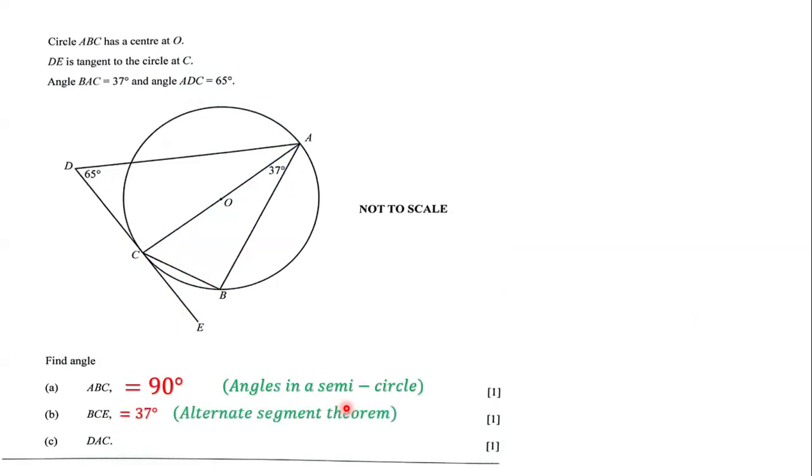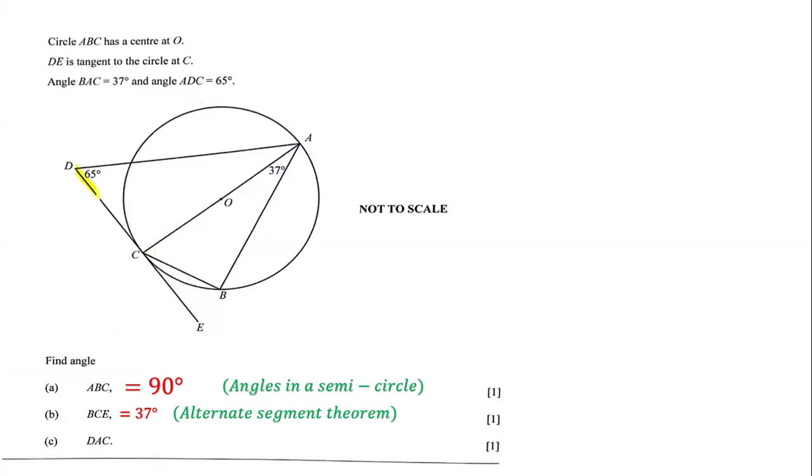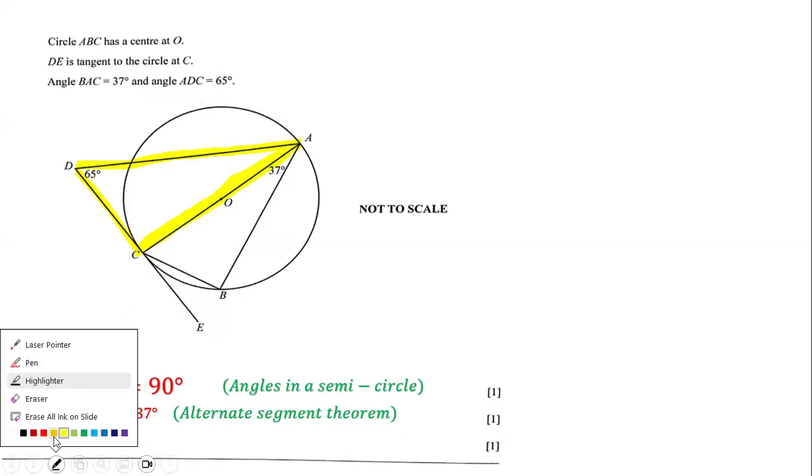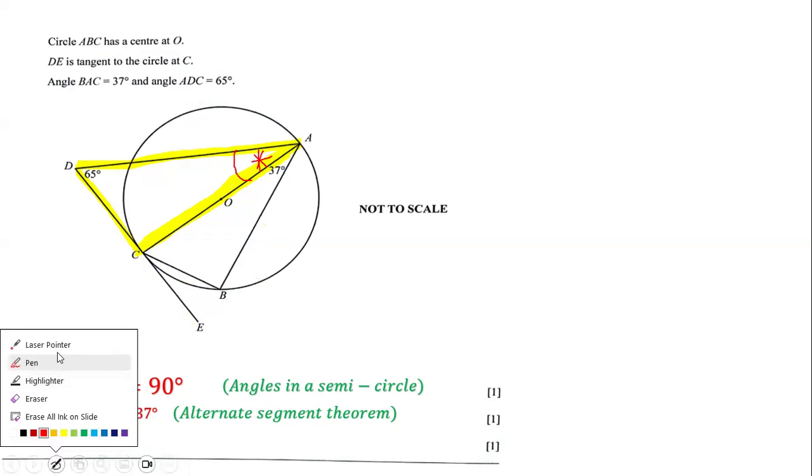Next, we have angle DAC. When they say DAC, they're referring to this triangle, DAC. But the angle that we are focusing on is this angle, angle A, and so let me put an asterisk for that angle. What we will be trying to figure out is the measure of this angle right here, this same angle A. That's our goal.